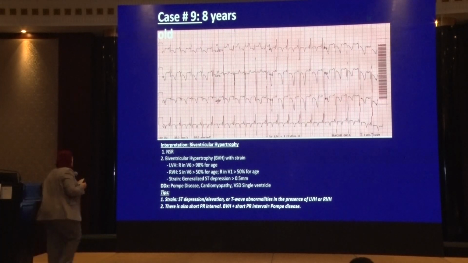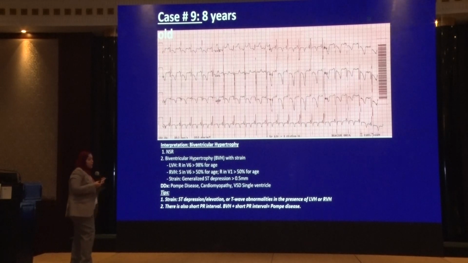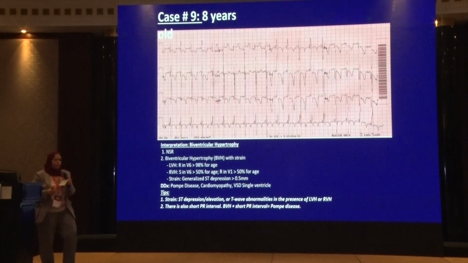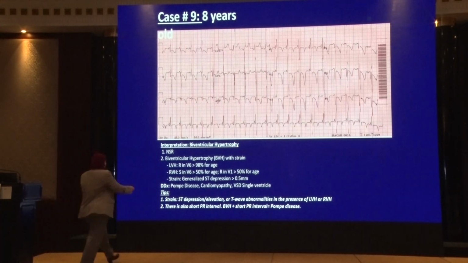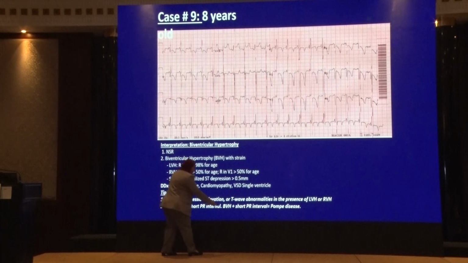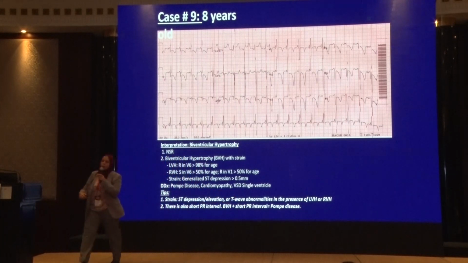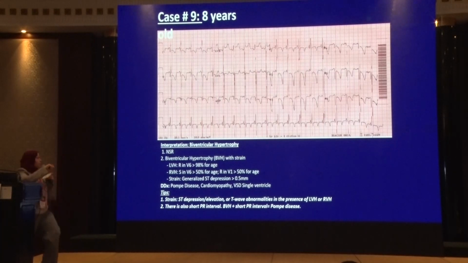This patient also has a short PR. This patient has Pompe disease. Pompe disease will have cardiomyopathy. They will have giant complexes, and they will have a short PR. So short PR, biventricular hypertrophy, short PR is very suggestive of Pompe. That is type 2 glycogen storage disease, and this ECG is characteristic.